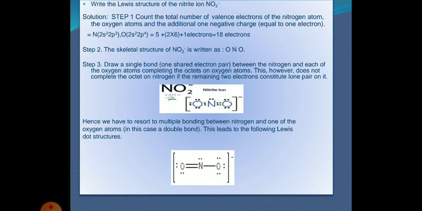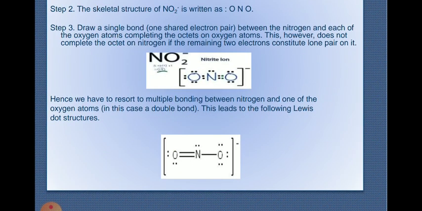Hence we have to resort to multiple bonding between the nitrogen and one of the oxygen atoms, in this case a double bond. This leads to the following Lewis dot structure. You can look at this structure, which tells us how the electronic environment is present on nitrogen as well as oxygen.